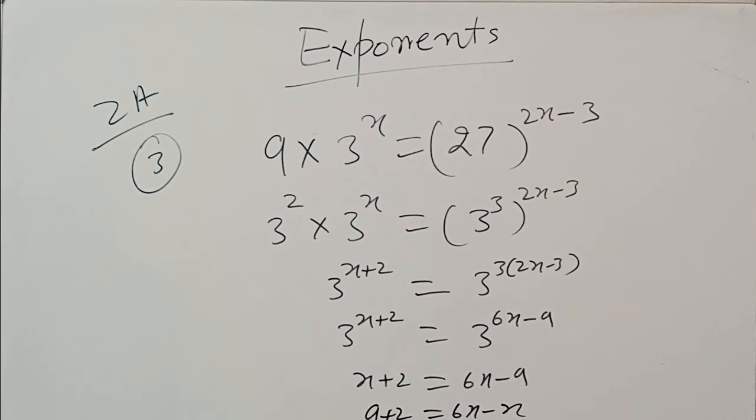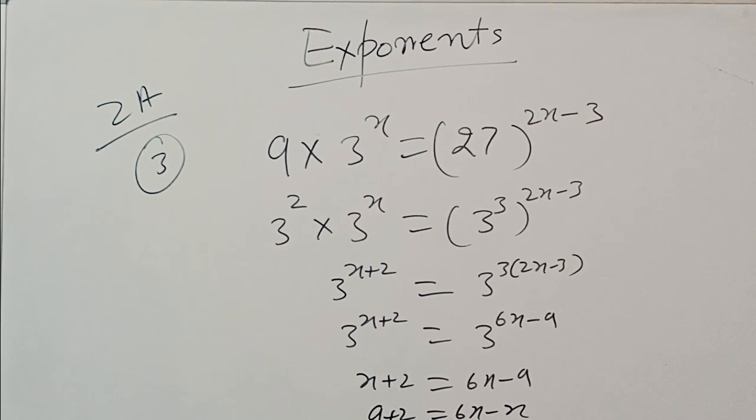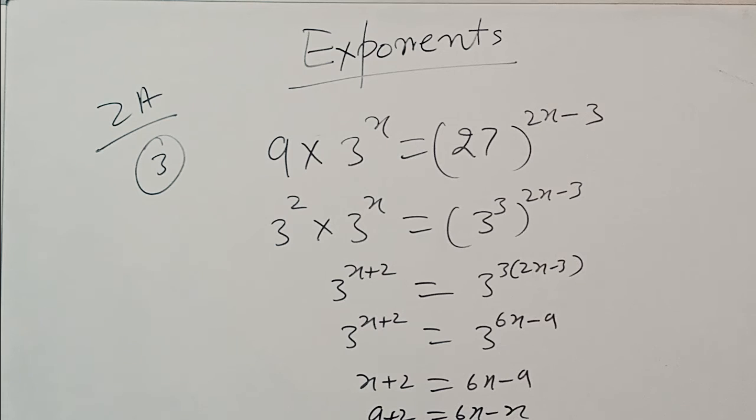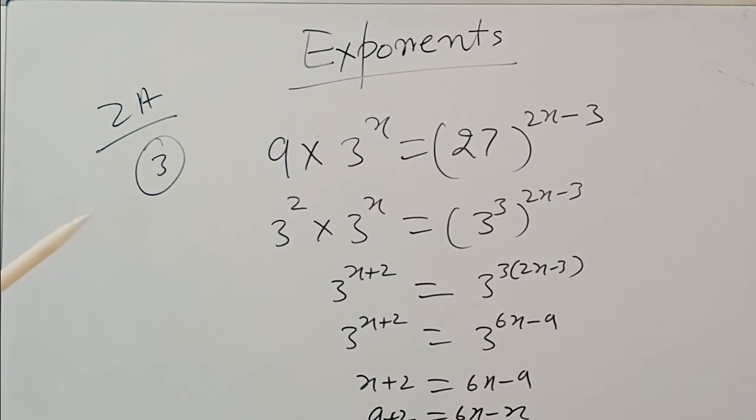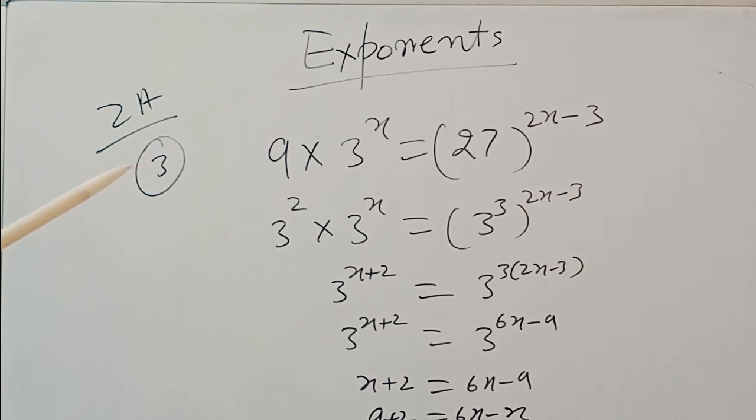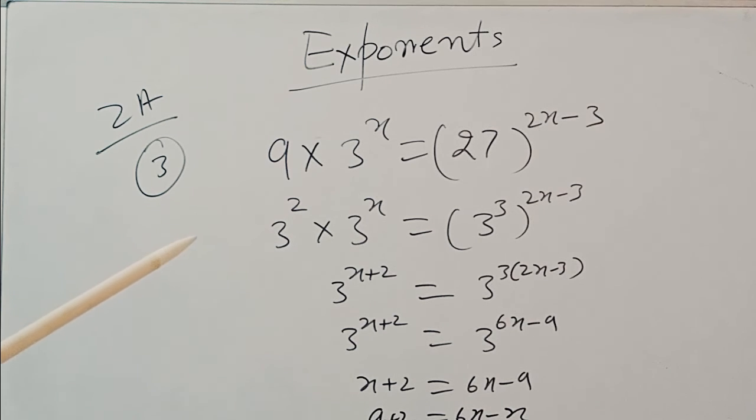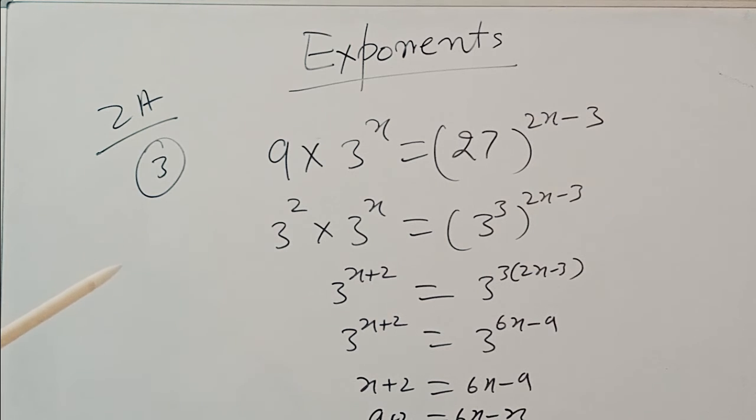Children, I am taking question number 3 of the same exercise. Here we have the sum 9 multiplied by 3 to the power x equal to 27 to the whole power 2x minus 3. So now make the smaller factors of 9 and 27, that is 3 square multiplied by 3 to the power x. And 27 is 3 to the power 3, and the whole power 2x minus 3. Here we will use the product law, the powers will add together, so 3 to the power x plus 2.